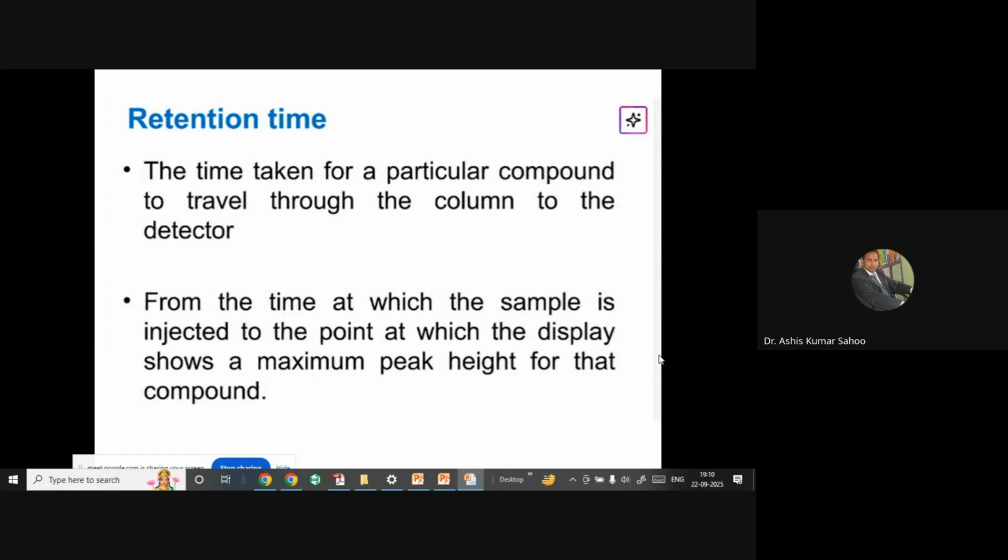So retention time. What is the retention time? The time taken for a particular compound to travel through the column to the detector. So what is the retention time?